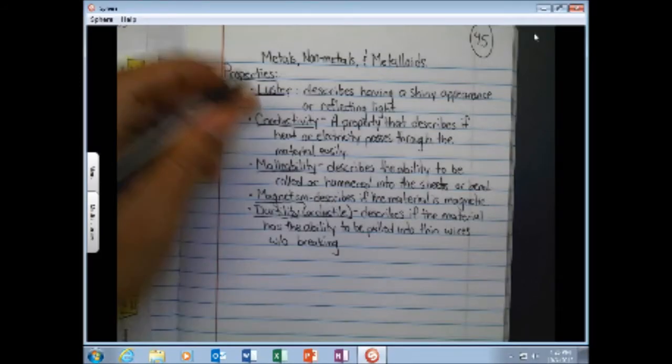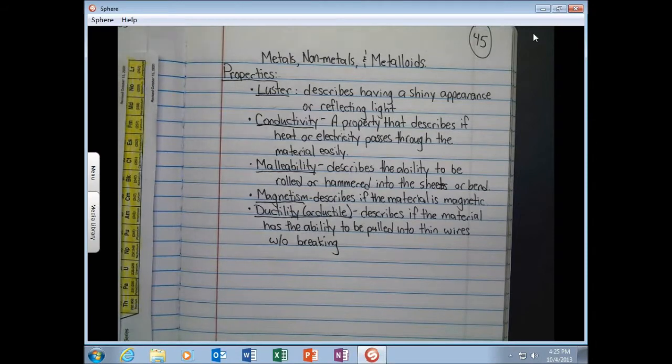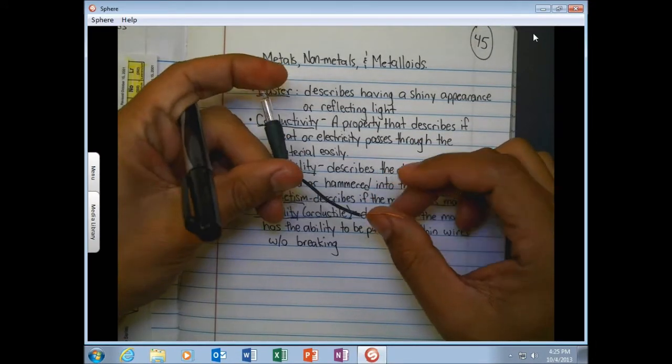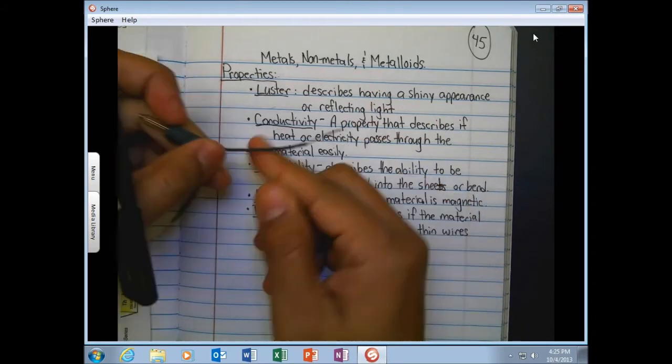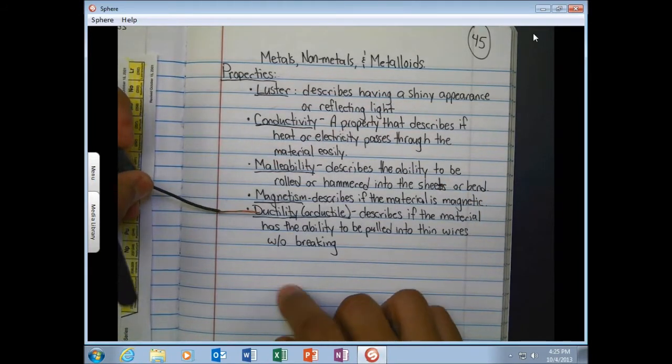So I have an example of something that we used in the lab on Friday that represents ductility, and that's our little light bulbs that we use. You can see the wires that are in them. You can see how stringy they were. And those things represent ductility.